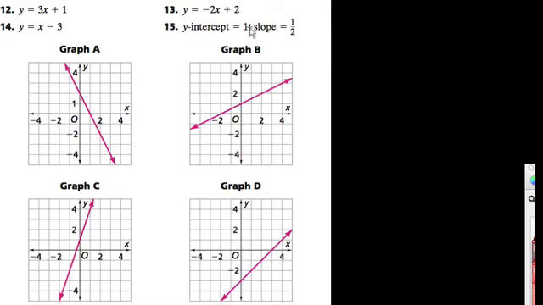Okay, so we've got a bunch of questions here dealing with linear equations, and our goal is to match these graphs to these equations. What I'm going to do is start with number 15 right here, because what they tell us is that the y-intercept is equal to 1, and the slope is equal to 1/2. So what does that mean?